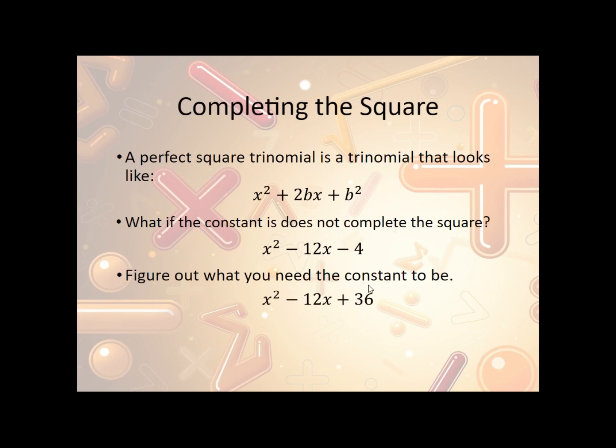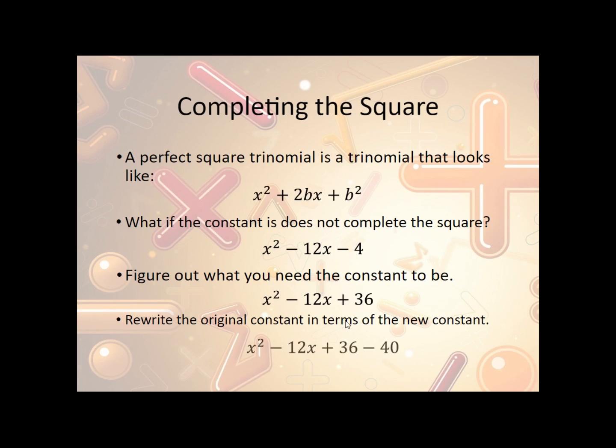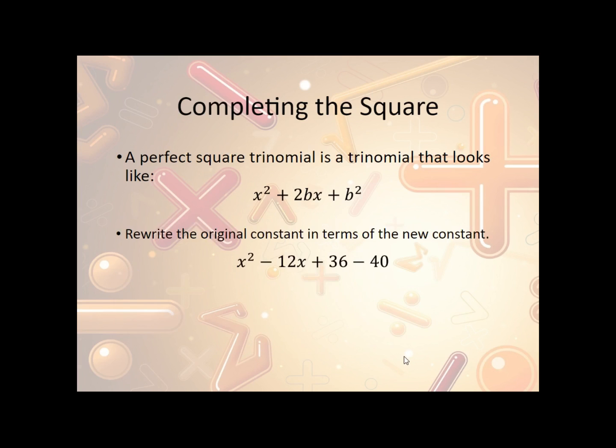We know it needs to be 36. Now we need to figure out how we get back to there. So we take 36, and how do we get from 36 to negative 4? Well, we have to subtract 40 from it, because 36 minus 40 is negative 4. So now we have it in this form.